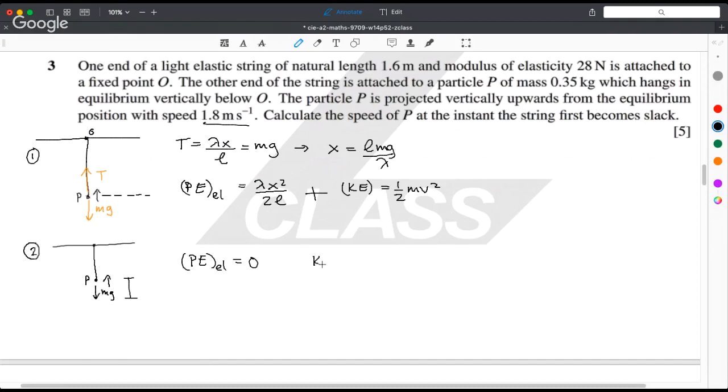And we know that the kinetic energy is 1/2 mv prime squared. So v prime is what we're looking for. But we also now have the gravitational potential energy, which is m times g times h, the amount that it's gone up. Originally the length of the string was the natural length plus x, and now it's just the natural length. So the amount that it's gone up is our original x. So you just add these together, set them equal to that, and that will give you v prime, which is what you want.